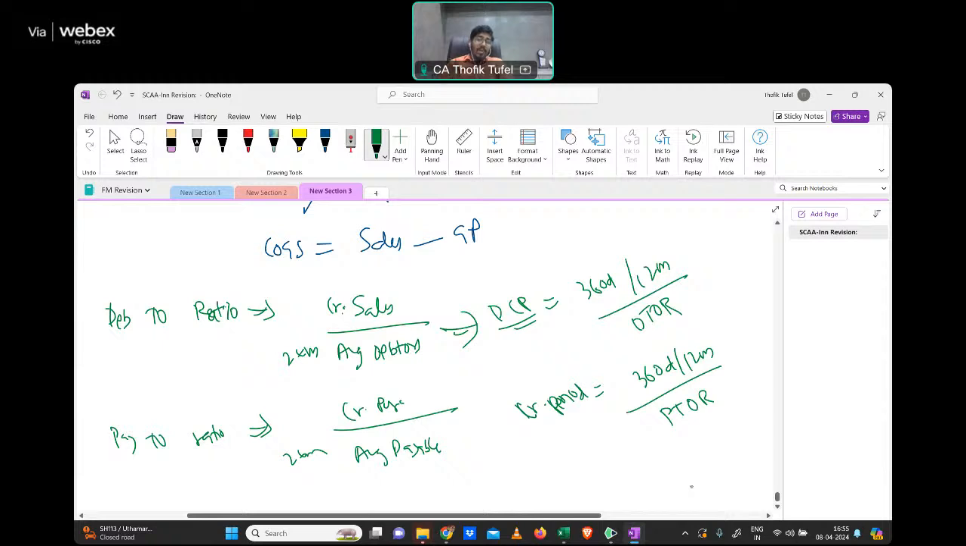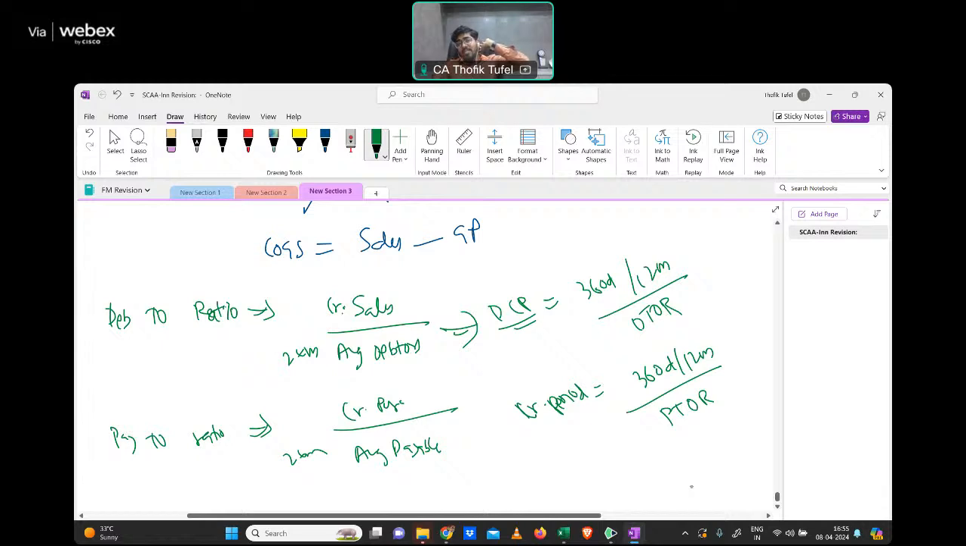Then how much is my credit period now? So 12 months divided by 2 times gives 6 months as my credit period. That is why every year I'm able to rotate my debtors 2 times. Are you all with me? 2 times I'm able to rotate my debtors, and 6 months is my credit period.